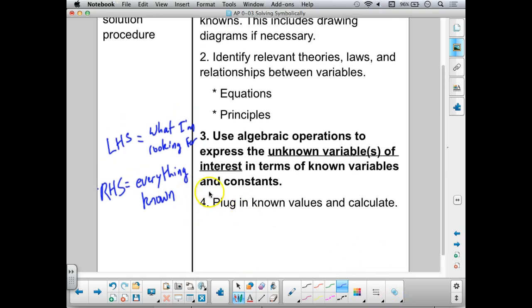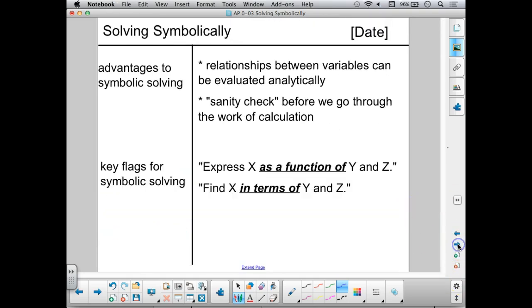Step four is the fun part. That's when we kind of know what's going on already, and we can plug in some numbers and just crunch through. And it's kind of satisfying to be able to crunch through the problem. So there's some advantages to symbolic solving. Why do you want to do this step instead of just jumping to solving?